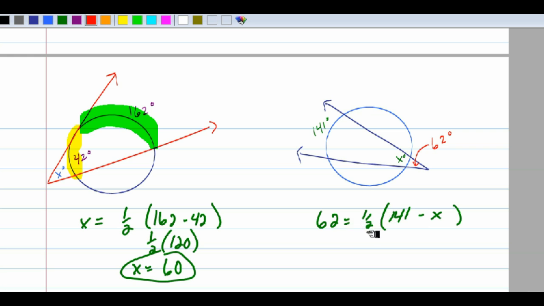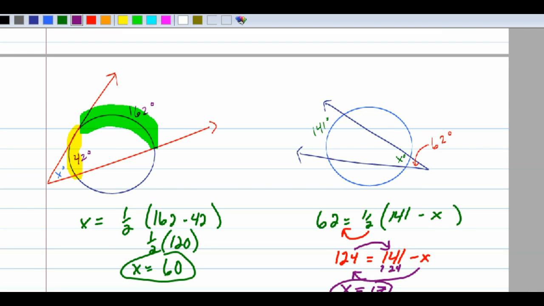Simple way of solving this. Well, we've got a half here. Can't we move this to the other side by multiplying by 2? We certainly can. So that would be 124 equals 141 minus x. Got rid of that fraction. Now, let's move this x over here by adding it, and let's move the 124 over here by subtracting it. X, now it's positive, so we'll subtract 124, we get x equals 17.